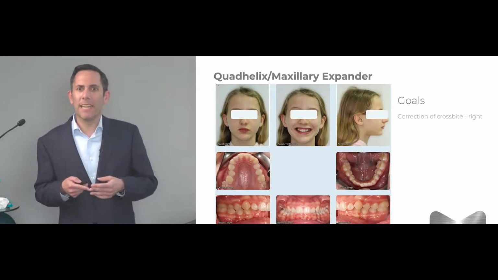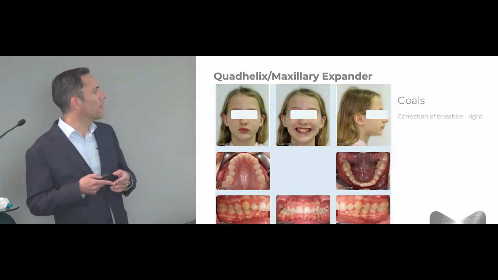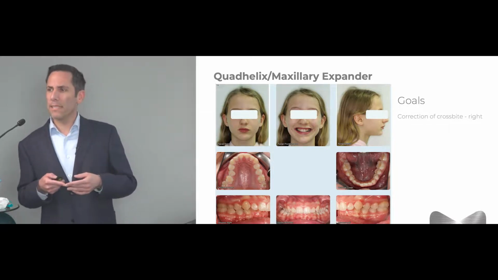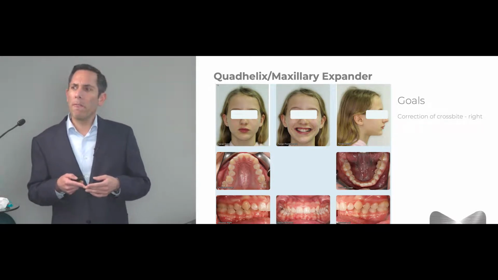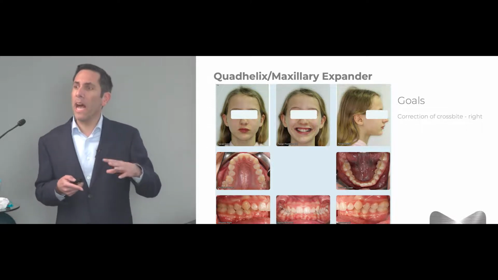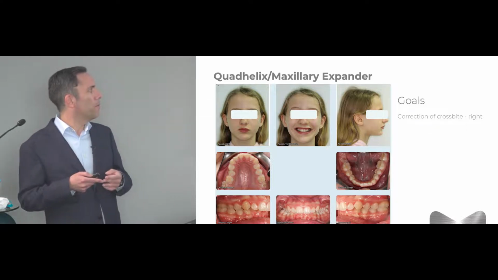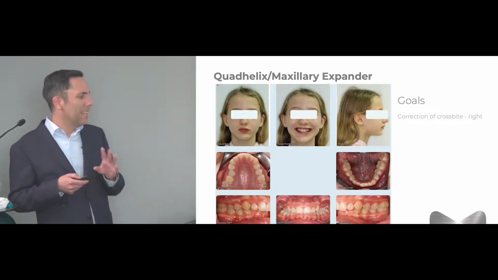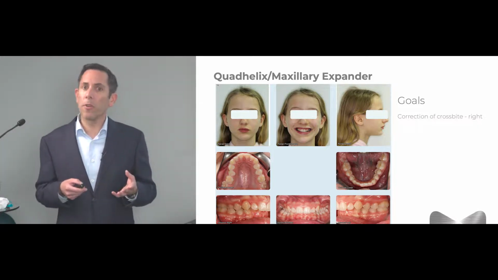Now, how about Alyssa? Alyssa had a problem with a crossbite that you can see here on the right side between the second premolar and first molar teeth. And you see how the upper arch is kind of distorted. The goal that I was going to set up was correction of the crossbite.